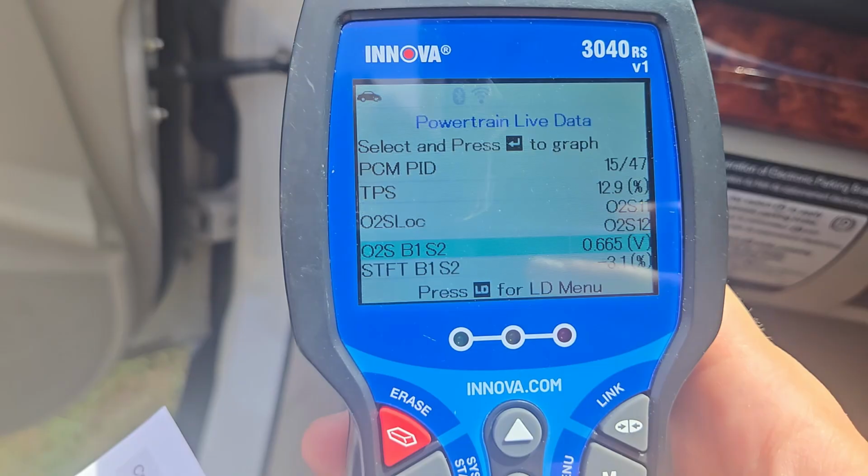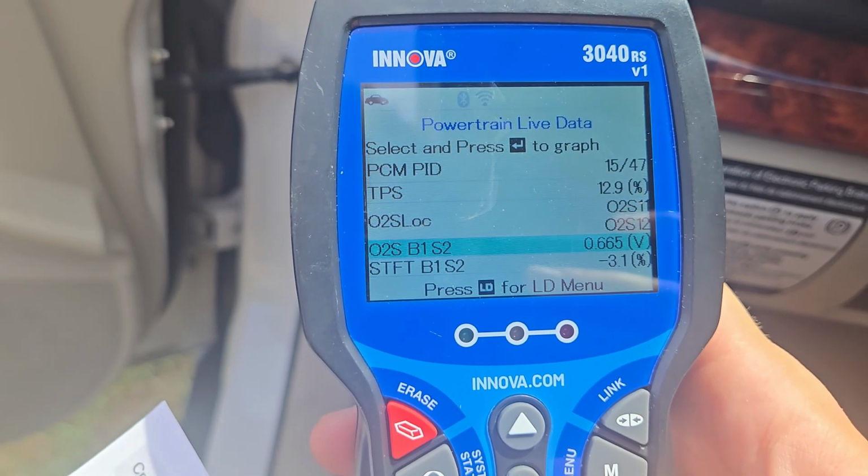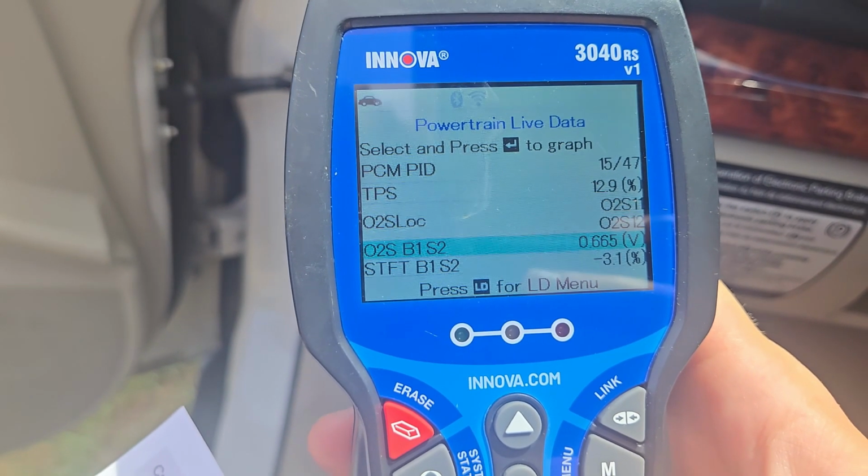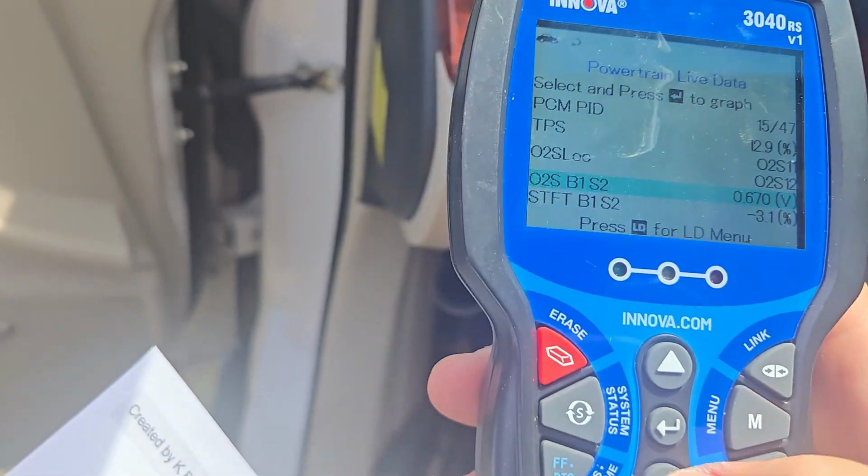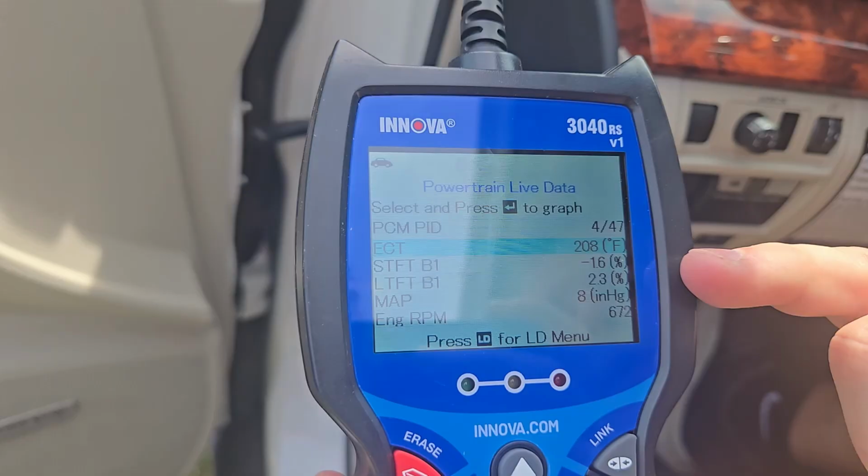The way this flowchart works is we need an engine code scanner that can read some of these values. The first one is total fuel trim values. So this means the STFT plus the LTFT, adding those two percentages together.